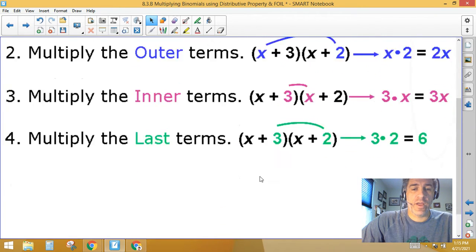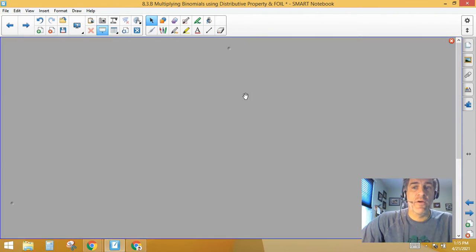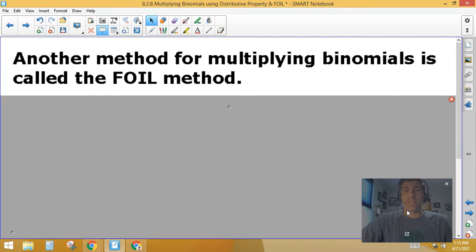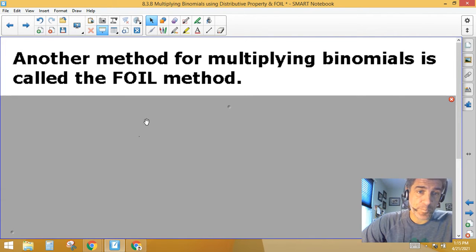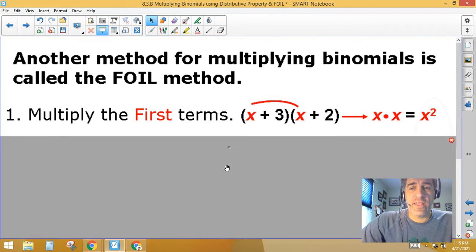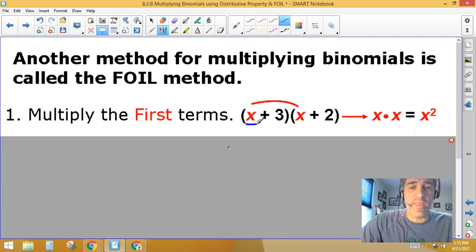I want to hide all this. Actually, this is a lot going on here. For FOIL, like I said, it's an acronym. The F, the O, the I, the L, they all stand for something. The F stands for first. So in my two binomials, I take my first term of each of them. My first terms will be the x and the x. Multiply them together.